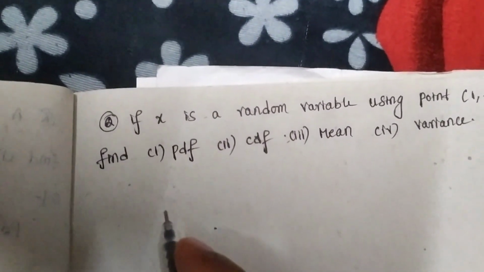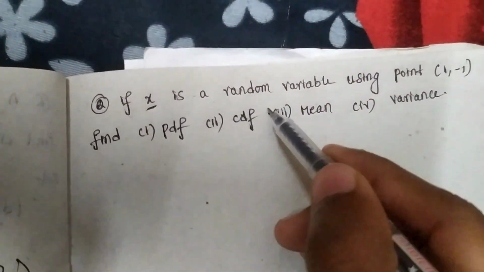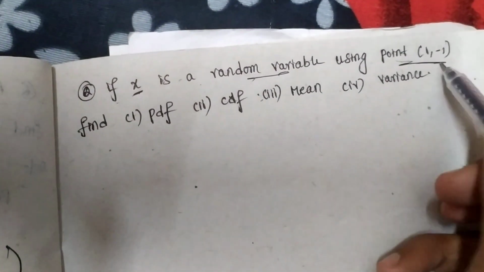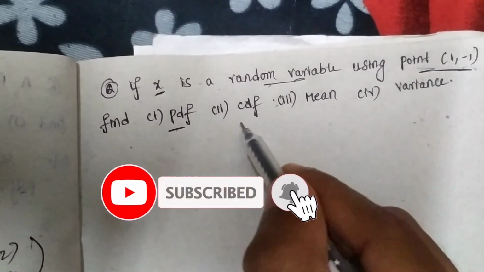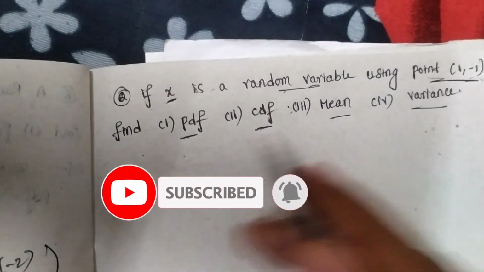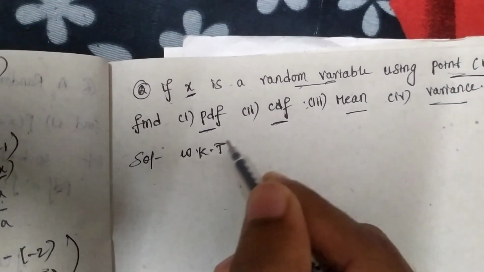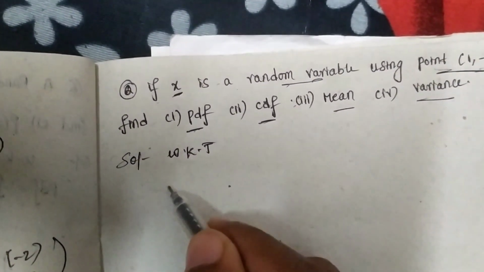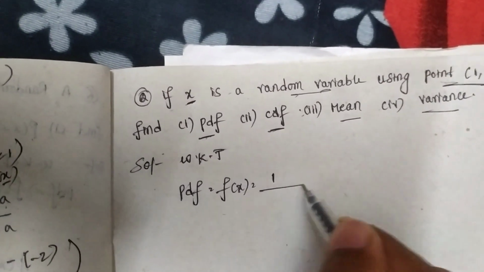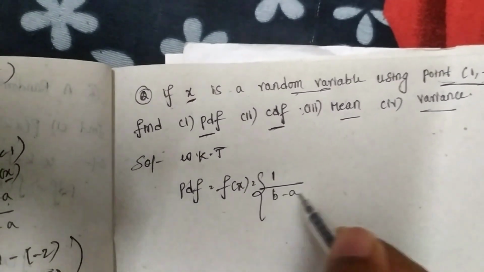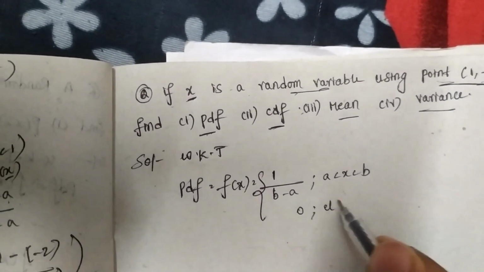Let us consider the second question. The question given is: if x is a random variable uniformly distributed over the points 1 comma minus 1, you have to find the probability density function, cumulative density function, mean and variance. Let us start the problem. We know that the PDF is given by small f of x equals 1 by b minus a for a less than x less than b, and 0 otherwise.